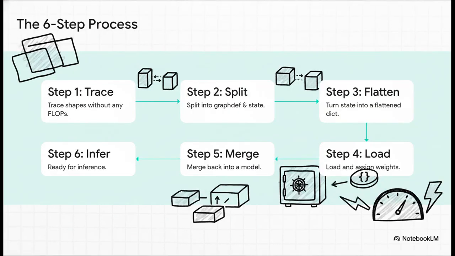And here it is, the 6-step playbook. Step 1, we trace the model to get its shape. No expensive math involved. Step 2, we split the model's skeleton, its graph definition, from its parameters, or state. Step 3, we flatten that state into a simple dictionary. This makes Step 4 a piece of cake. We can now load the pre-trained weights from our safetensors file and just assign them directly. Step 5, we merge that now populated state back with the model structure. And boom, Step 6, you're ready for inference. It's a clean, logical process that happens to be insanely fast.